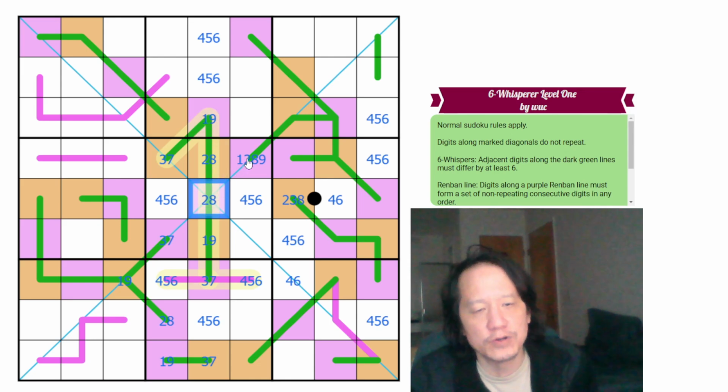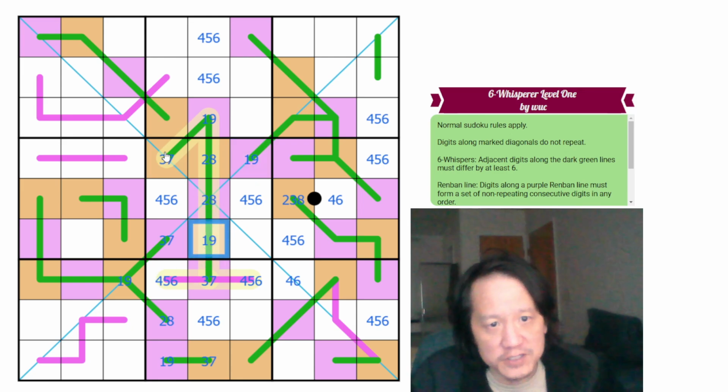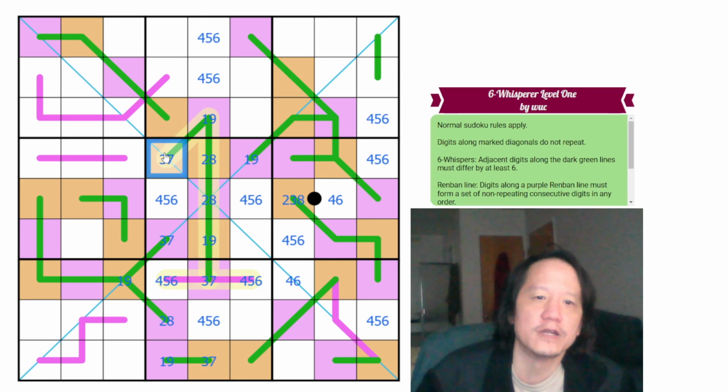Therefore, this can't be 1 or 9. Therefore, this is a 2, 8 pink, which means this can't be 2 or 8, which means this is the 1 or 9 pink. So the reason why we know all this is, again, if you have a 3 here, it must be next to a 9. If you have a 7 here, it must be next to a 1.